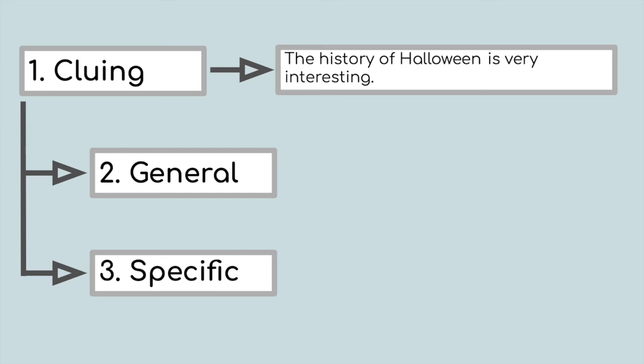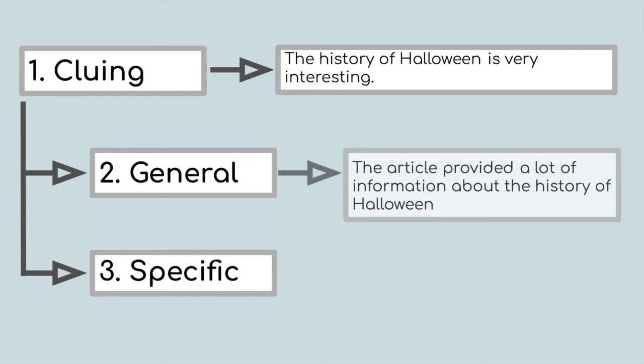Now for general, remember this is going to be a pretty broad and not specific way of giving insight to the details in our paragraph to come. My example is, the article provided a lot of information about the history of Halloween. You see how that's pretty general? I just say a lot of information. I don't give any specific details as to what information or the different kinds of topics of information from the article.